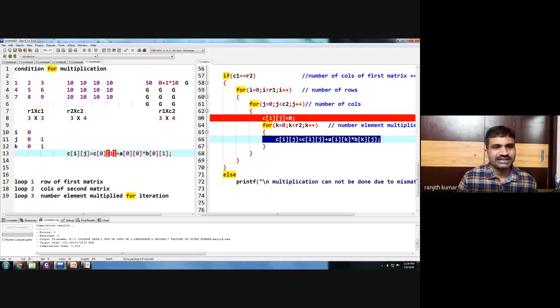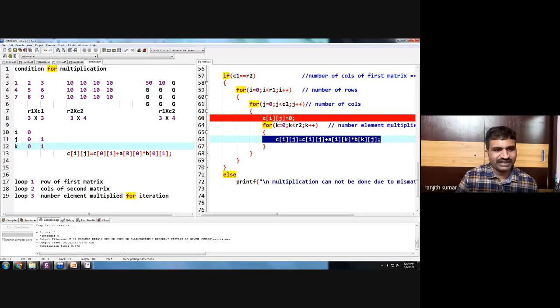Okay, so we are updating C of 0, 1 value. Now J value will be increased to 1. Now what will happen? This 0 in 0 plus 1 into 10 will become 10. Now K value will be incremented to 1.